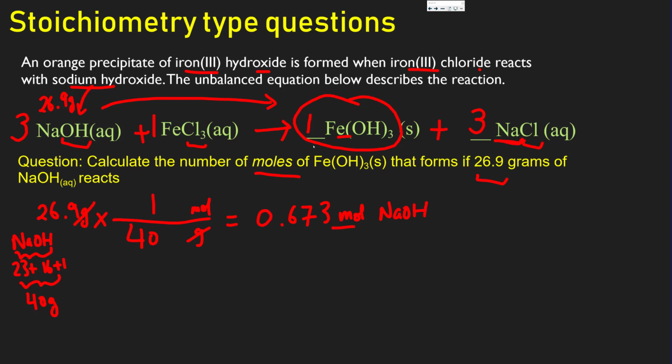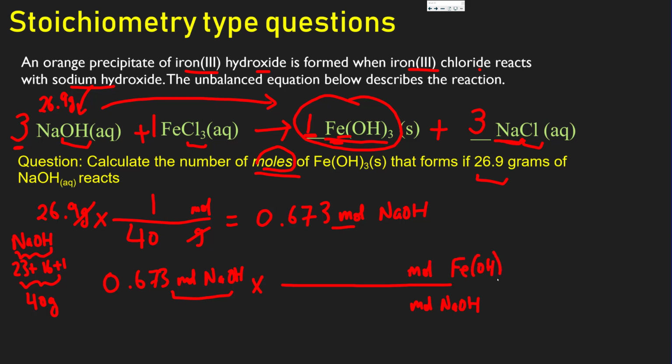Because I'm trying to look for the number of moles of Fe(OH)3, I need to use stoichiometry. I need to use these molar ratios that are in front of these compounds. How I set this up is exactly just like your times division bar. I'm going to put 0.673, and this is for my moles of NaOH. Then my times division bar, what I need to get rid of is moles of NaOH, so the moles of NaOH is at the bottom. I'm trying to find the moles. Luckily, this is looking for moles, so I don't have to go another step. I'm going to have moles of Fe(OH)3.